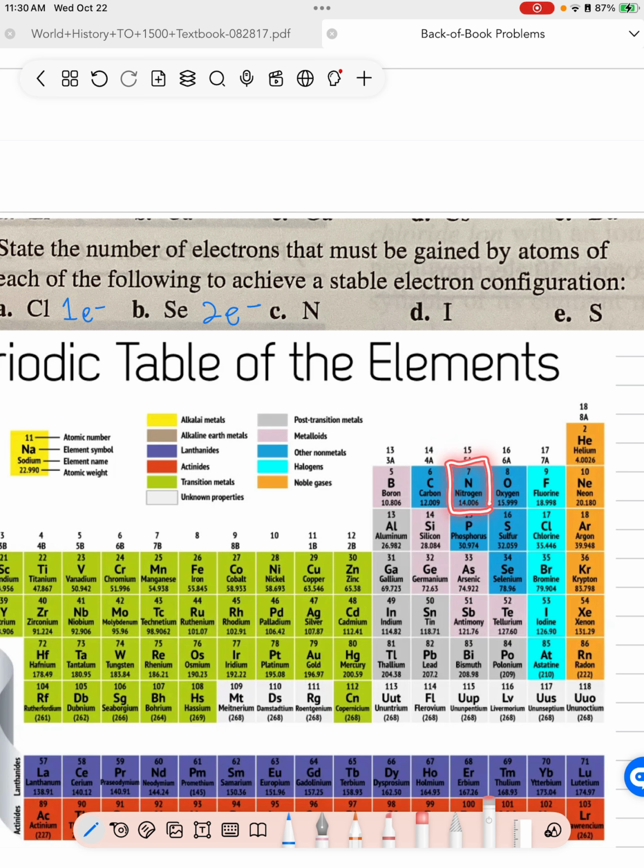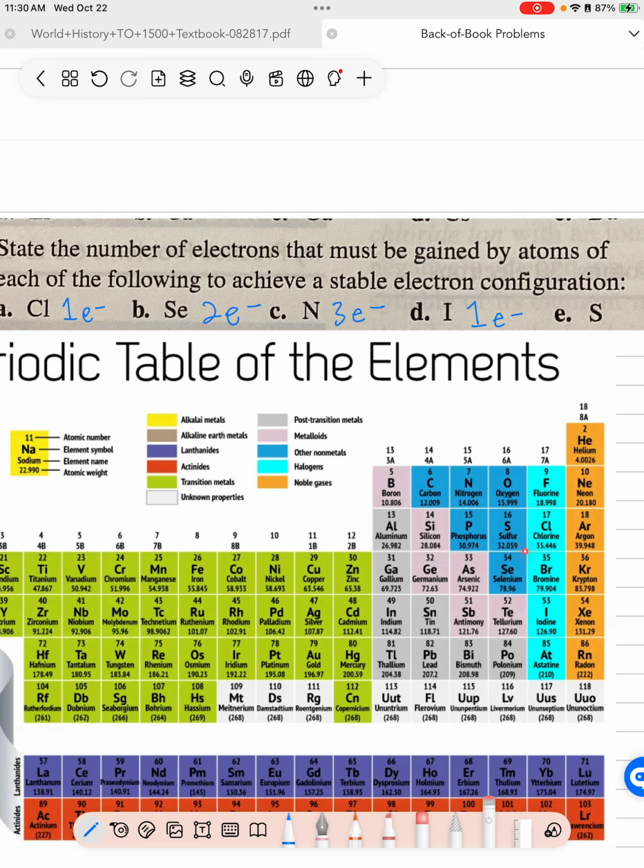Nitrogen is in group 5, and that tells us that it has 5 electrons in its valence shell. So in order to get 8 electrons, it needs to get 3 electrons. Iodine is like chlorine. It's in group 7, which means it has 7 electrons in its outer shell. So it just needs 1 electron to meet its octet.